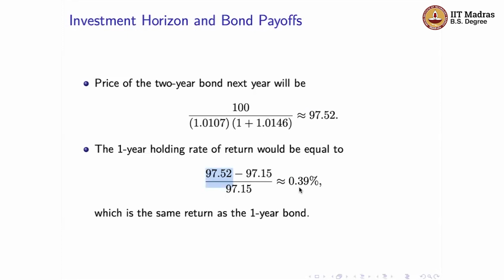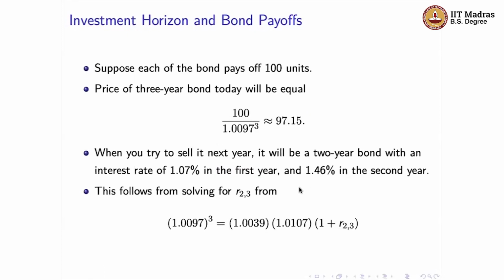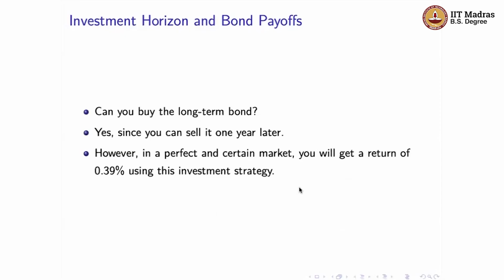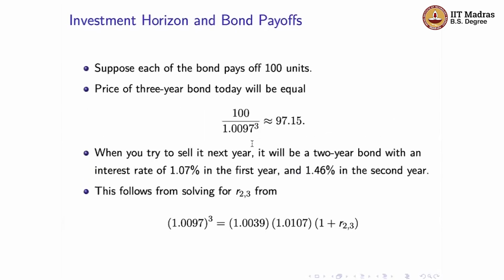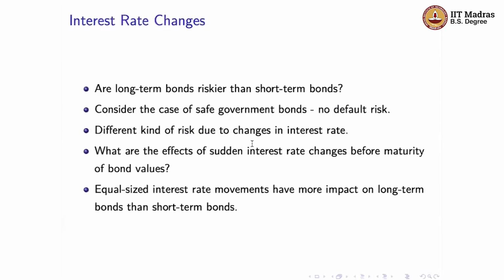So hopefully this makes it clear why we said that even if you purchase the long-term bond, you are still not going to get a greater return than this 1 year zero coupon bond, which was giving you an annualized rate of 0.39%. Okay, so that was one application.